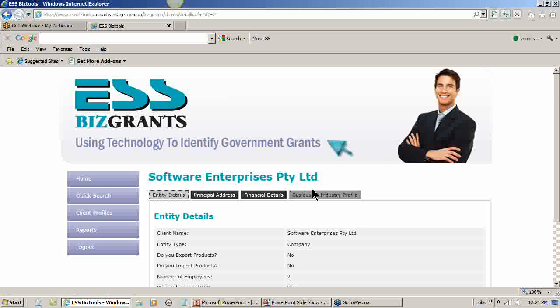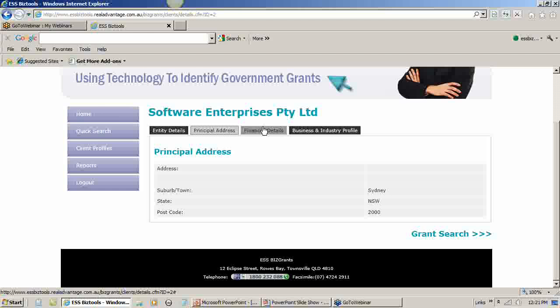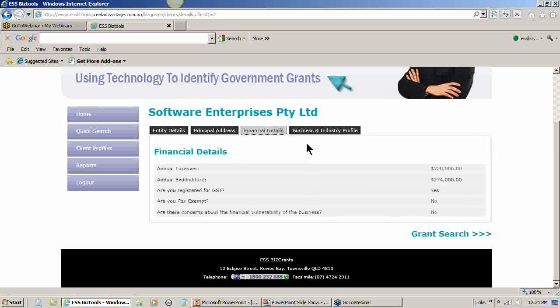It's a software enterprise, a company, which operates with 2 employees and has been in business for 3 years. The principal address is in Sydney. Their turnover is $220,000, but their expenditure is $274,000. The reason we're asking about annual expenditure is that some of the grants say turnover or expenditure. It's to help new startup companies that may have, as this one has, incurred a loss. They're still eligible.